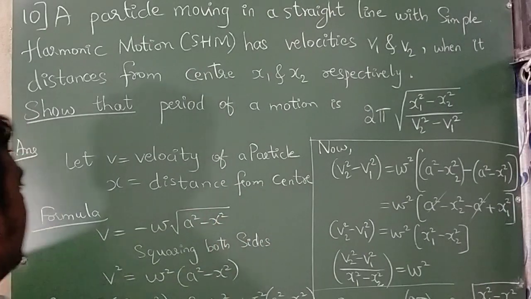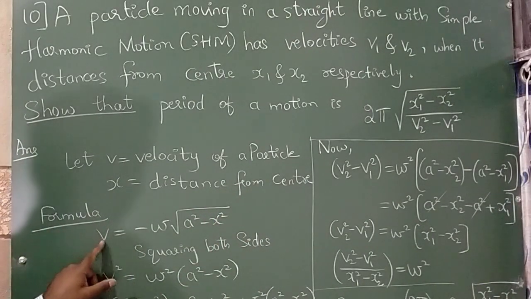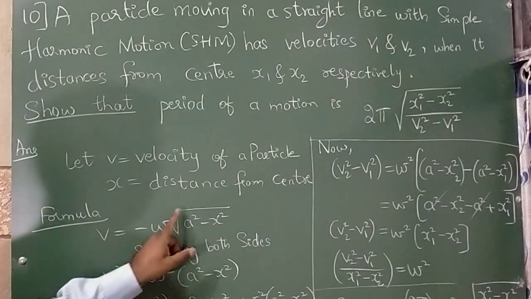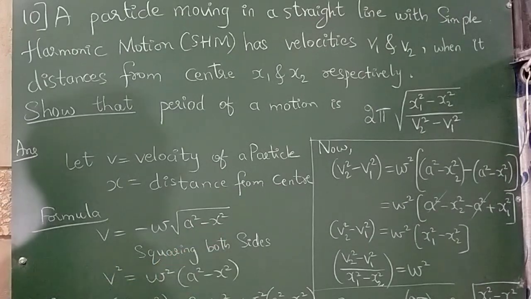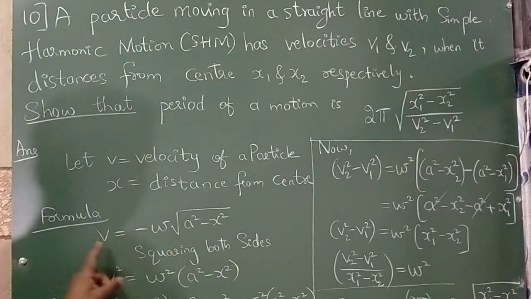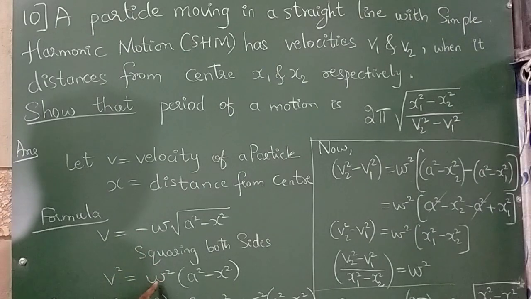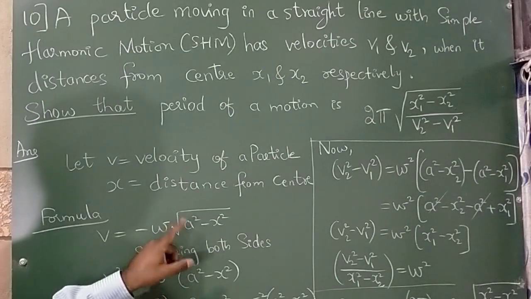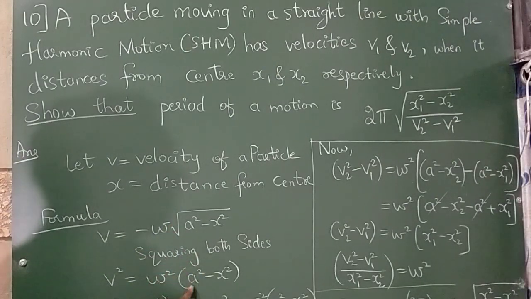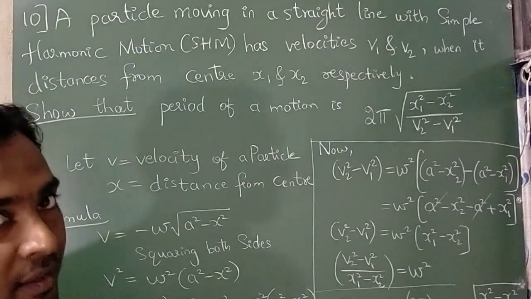Now I have considered v is equal to velocity of the particle, x is equal to distance from the center. There is a formula here. So v is equal to minus omega square root of a square minus x square. Squaring on both sides, this will become v square, minus will become plus, so it will become omega square, square root and square get cancelled, so a square minus x square.